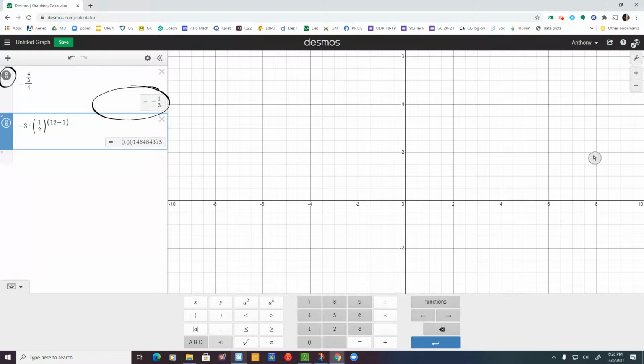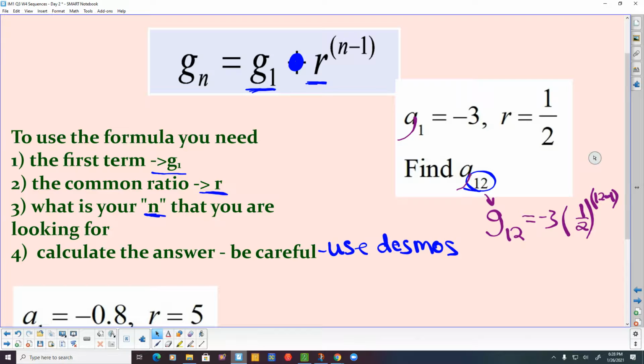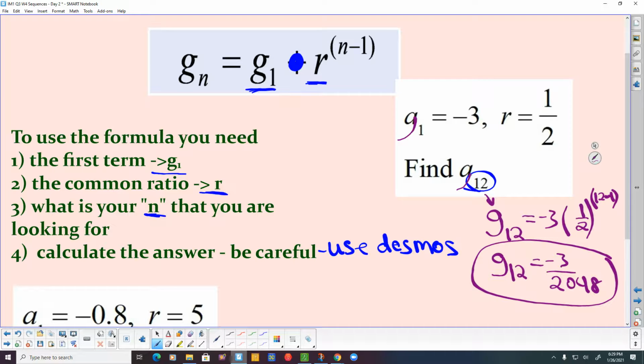Okay, it gave me a really small decimal. What is it as a fraction? Negative 3 over 2048. G12 equals negative 3 over 2048. It's a fraction, but Desmos did it for us. It looked really scary, but with Desmos, we can do it.